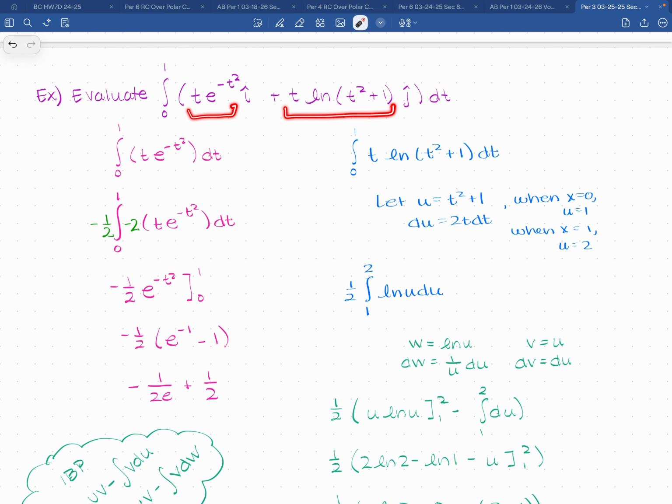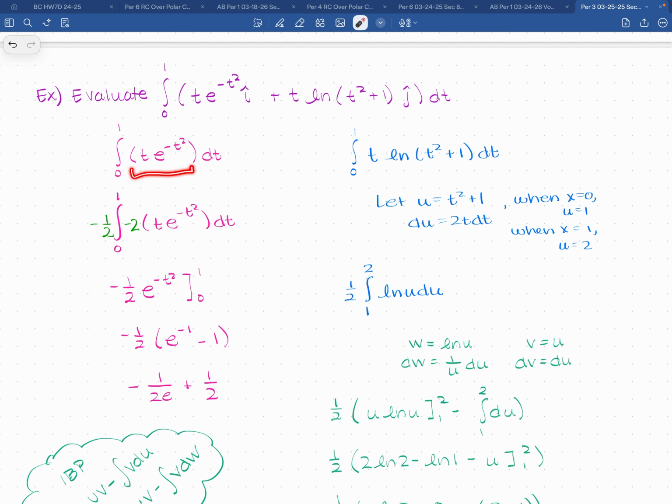So for the horizontal, just take the integral of the horizontal. And then for the vertical, you can take the integral of the vertical. And again, it's as straightforward as they are.